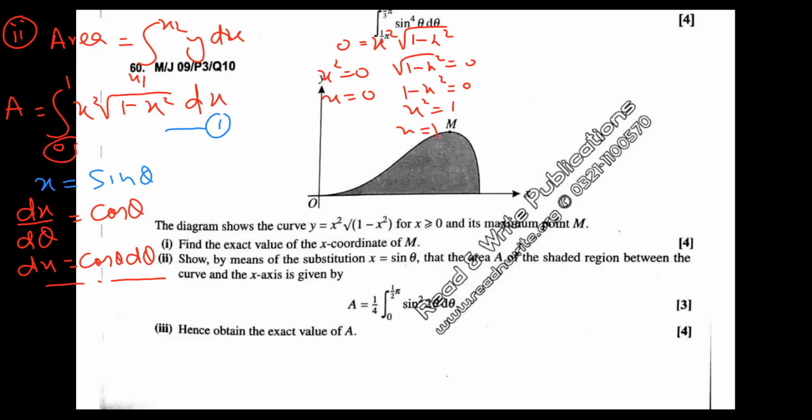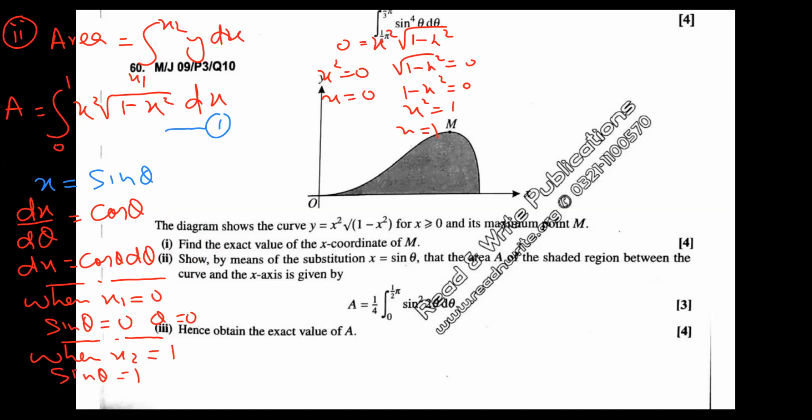And I did not talk about the limits. So I say when x is 0, x1 is 0. This 0 I'll copy here. And when I copy here, sine theta is equal to 0. When I take the sine inverse of 0, I get theta is equal to 0. Second limit, when x2 is equal to 1, this one I got from here. When I keep this one here, it turns out to be sine theta is equal to 1. And if we take the sine inverse of this, it gives you 90 degrees, pi by 2. You see, this matches. And this matches.